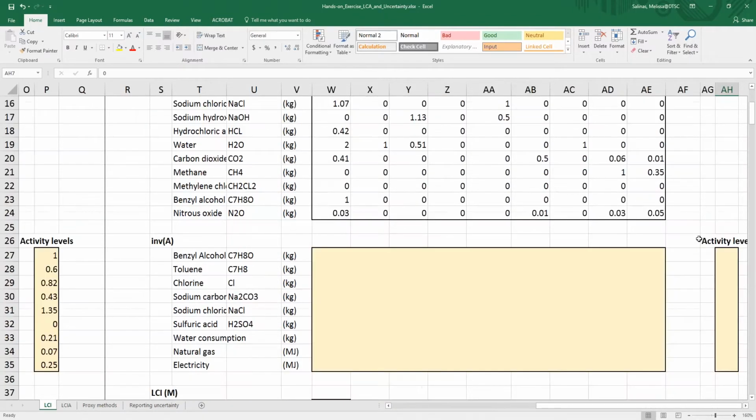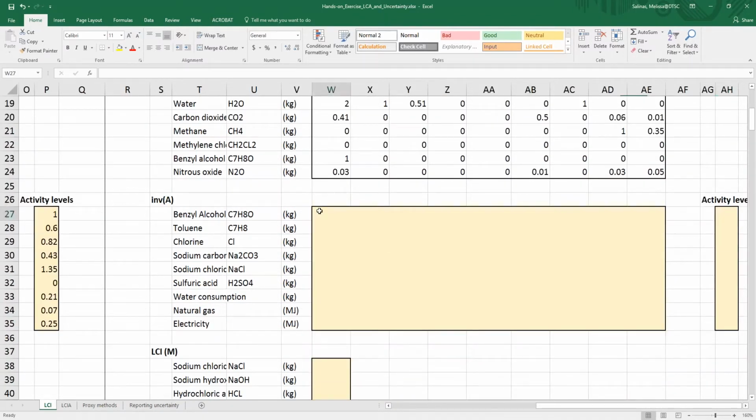So in that case, let's move on to the next topic, which is life cycle impact assessment. Any questions before we move on to the impact assessment so far? Yes.